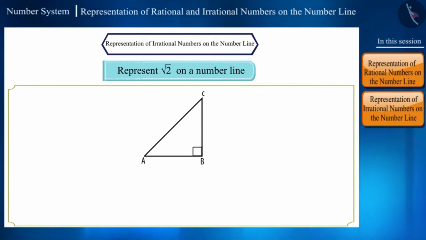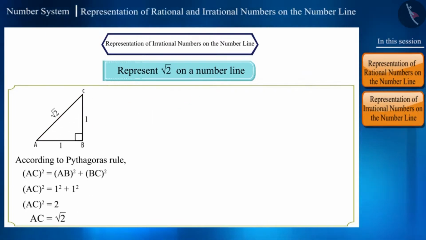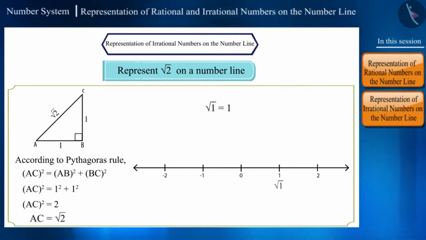Now, if we consider a right-angled triangle ABC where the lengths of AB and AC are 1 unit, according to Pythagoras' rule, we will get the length of AC as root 2. We know that root of 1 is 1 and root of 4 is 2. That means root 2 will lie somewhere between 1 and 2 on the number line.